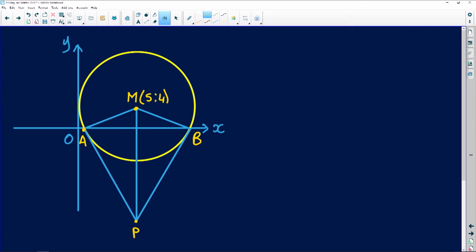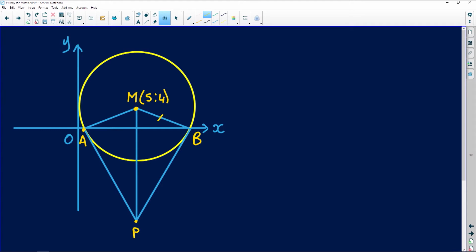The next question is a 24-mark question, folks. It's an absolutely beautiful question. It's on the screen. It says the following. In the diagram, we have a circle. The circle has a center at M.